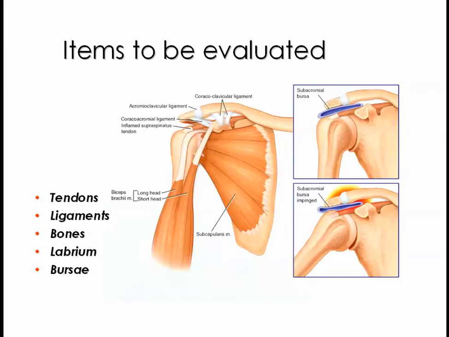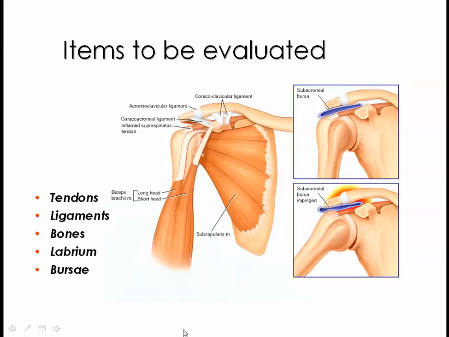Then the approach for the shoulder joint is almost similar to that of the knee. You first identify the anatomic structures you want to see, and then you decide the plane of imaging which is adequate for evaluation of these structures, whether they are normal or pathologic.